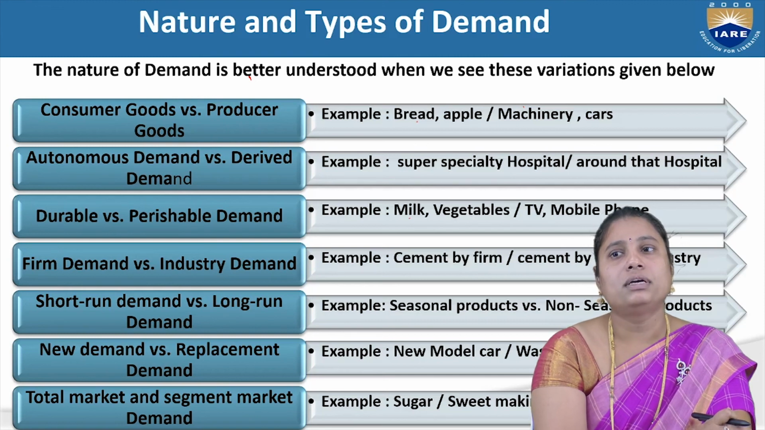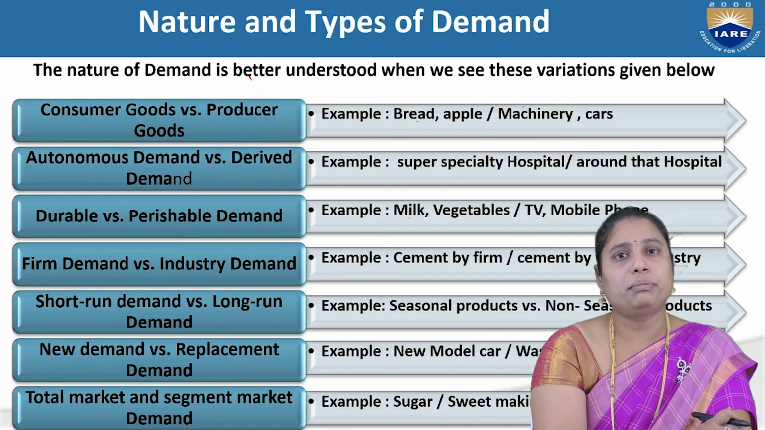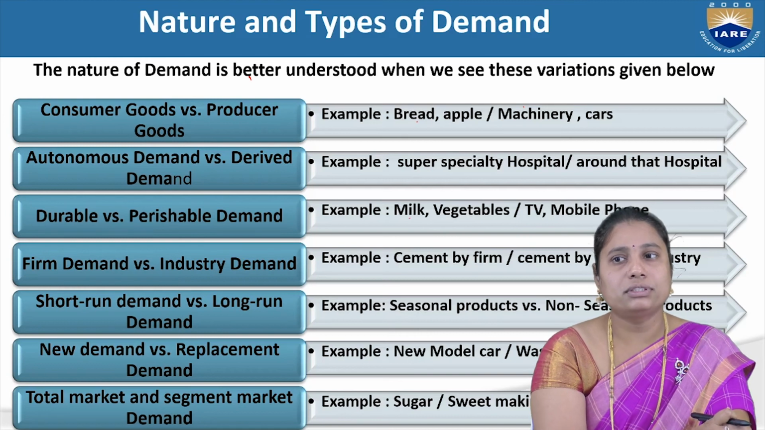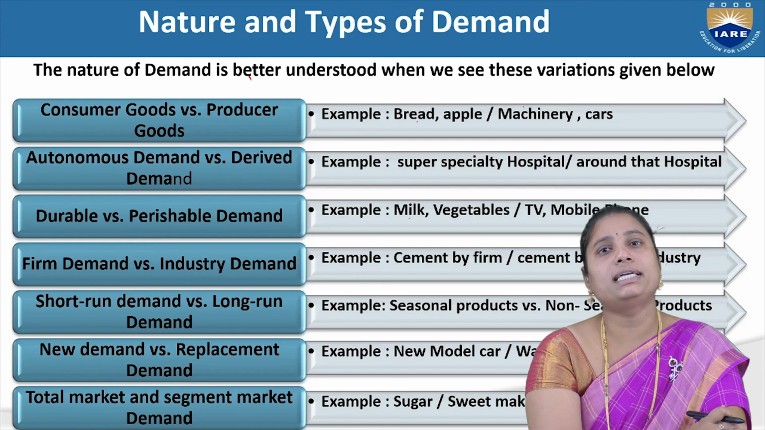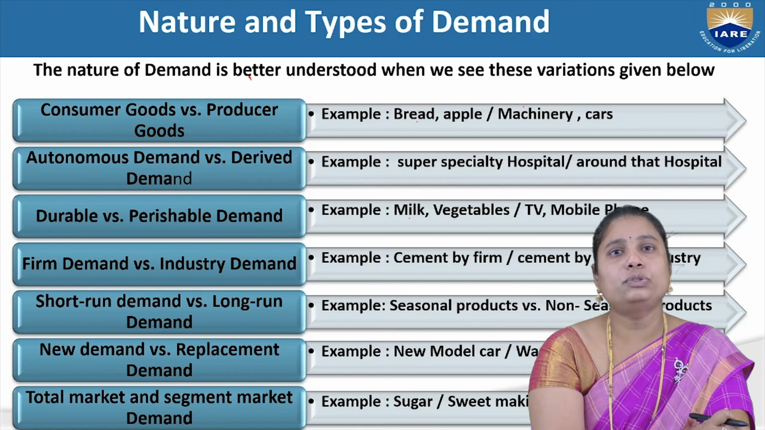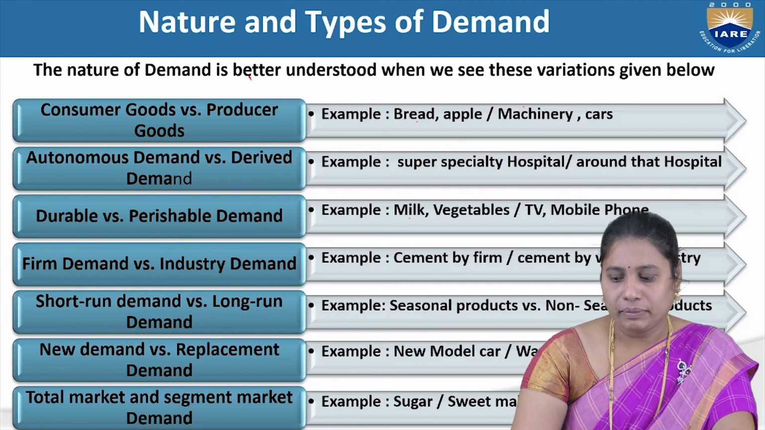Take the same example, the sweet making industry requires sugar. What is the demand for the sweet making industry? Nowadays very few people are purchasing sweets because of the increasing number of diabetic patients. So the sugar demand for the sweet making industry is a separate segment, and sugar is also required by the entire family. The entire demand for sugar is called total market demand, and the sugar requirement by the sweet industry will be called segment market demand. That is the nature and types of demand.